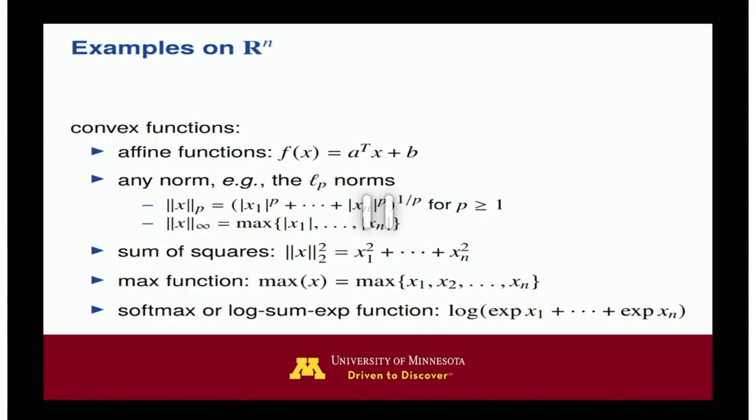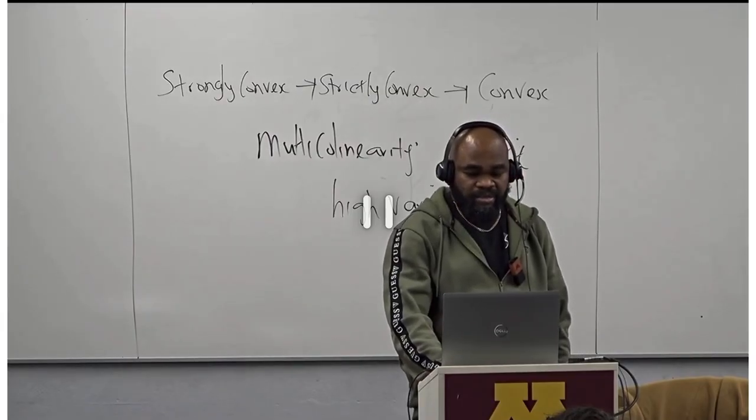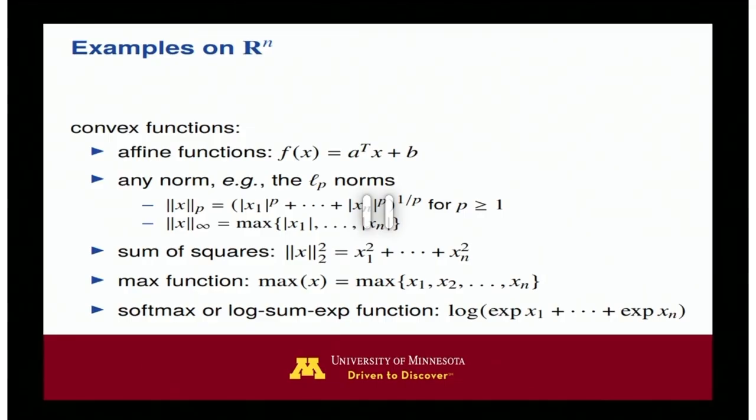All norms, any norm is convex. Any norm is actually convex. And the square norm is convex. The maximum of something is convex. Okay, all of this is convex. We've been able to investigate that. We've been able to verify that.